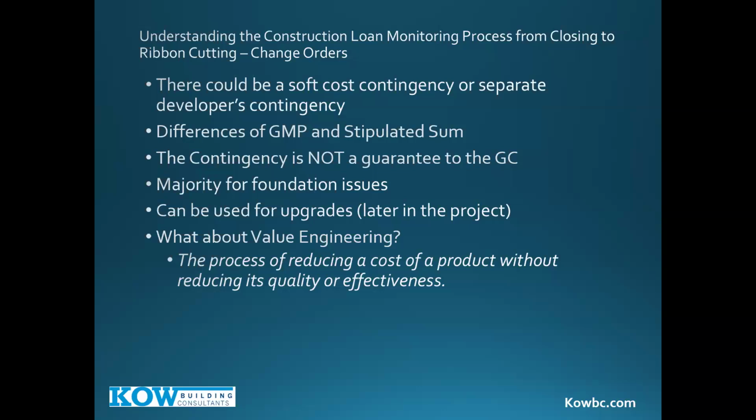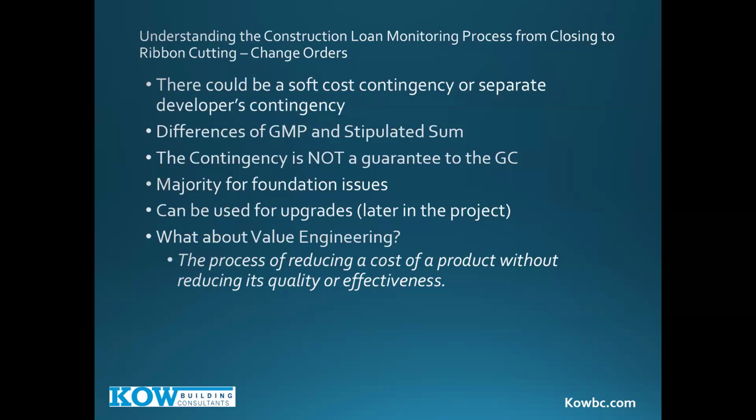Now, all this talk about change orders, what does that mean against a GMP or stip sum? Well, this is how we view a GMP and a stip sum. Again, we're not attorneys, we're not accountants. We're just mere construction inspectors, engineers, and building inspectors. So, to our viewpoint, stipulated sum is pretty simple. There's an amount stipulated or stated that's going to be the cost of the building.